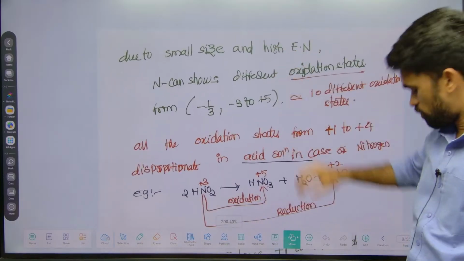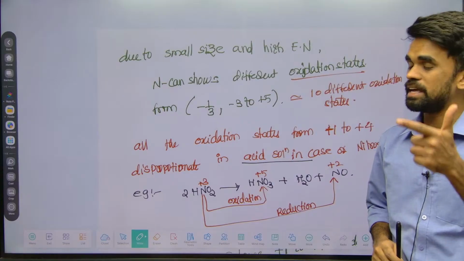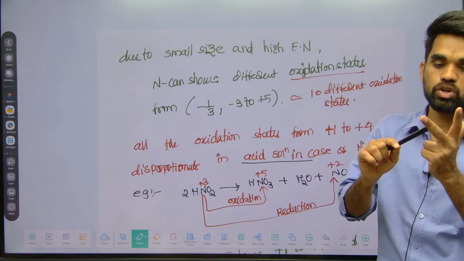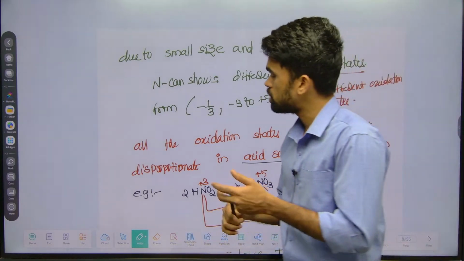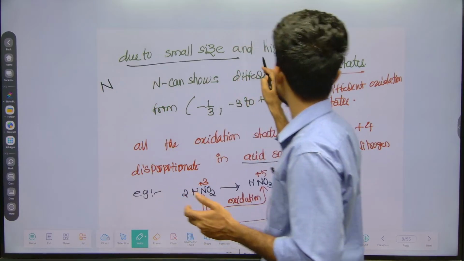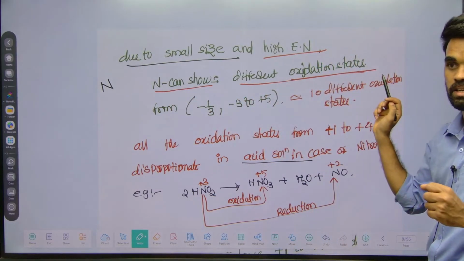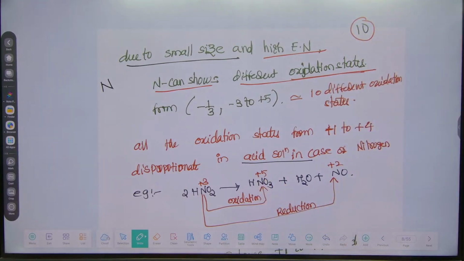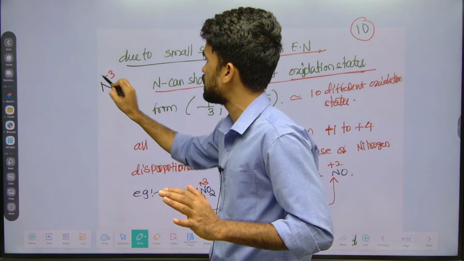So we know what is the highest electronegative element in the periodic table? Fluorine. Second highest, oxygen. Third highest, nitrogen and chlorine. What are the two elements? Nitrogen and chlorine. So since nitrogen is an electronegative element with small size and high electronegativity, nitrogen can show different oxidation states. It can show 10 different oxidation states. How many different oxidation states? 10. Starting from -3, which we can see in ammonia.